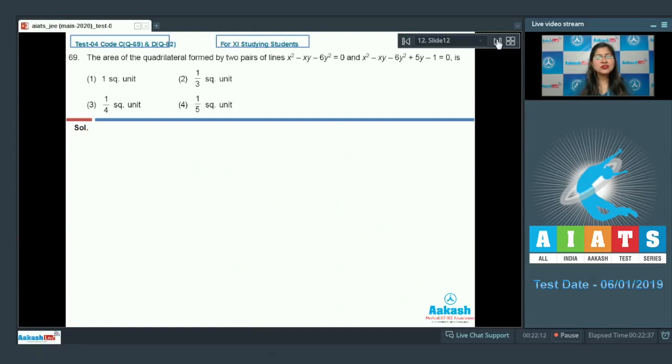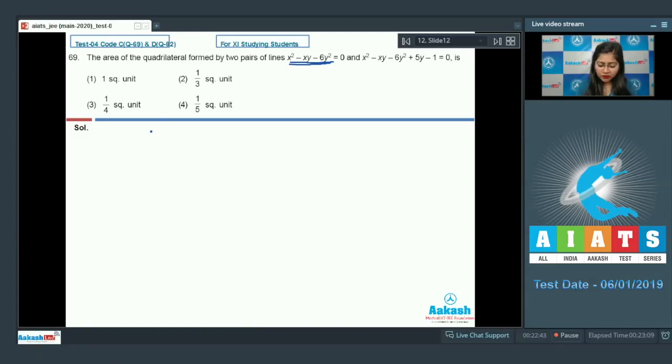Next is question number 69, which says that the area of the quadrilateral formed by the two pairs of lines x² - xy - 6y² = 0 and x² - xy - 6y² + 5y - 1 = 0 is. Now to find the area of the quadrilateral, we have to find individually all the straight lines. Now firstly, let's start with this pair of straight lines.